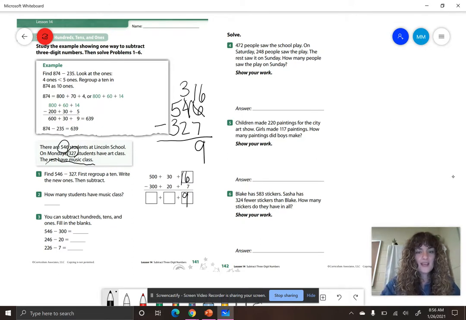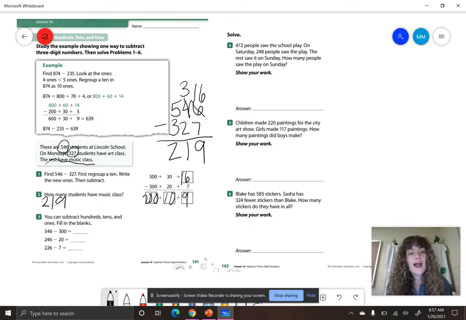I go to my tens place and I have 30 minus 20. So 3 tens, I take away 2 tens. How many tens are left? 1 ten. So 10. And now I go to my hundreds. I did not have to regroup in the hundreds place. Hooray! So I can subtract 5 hundreds minus 3 hundreds. How many hundreds are left? 2 hundreds. So 2 hundreds is a value of 200. How many students have music class? So 200 plus 10 plus 9 makes a total of 219. So that is the difference. That is the part that was left to find how many students have music.